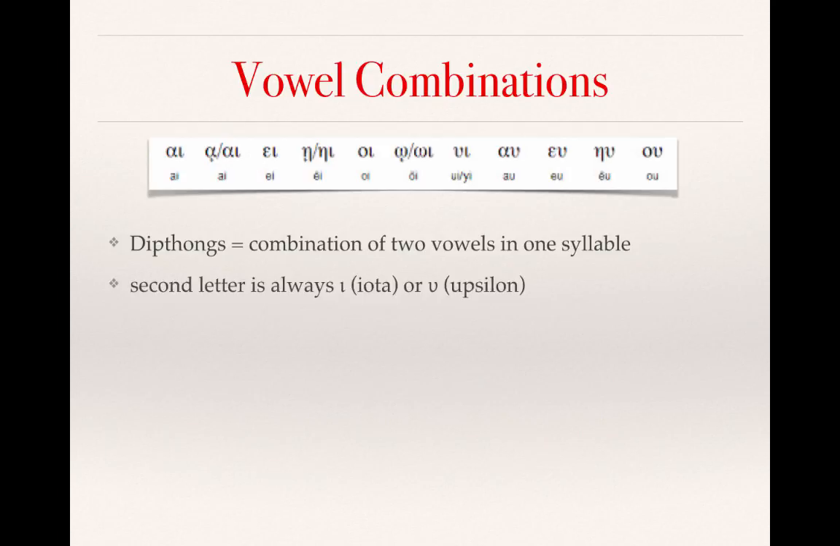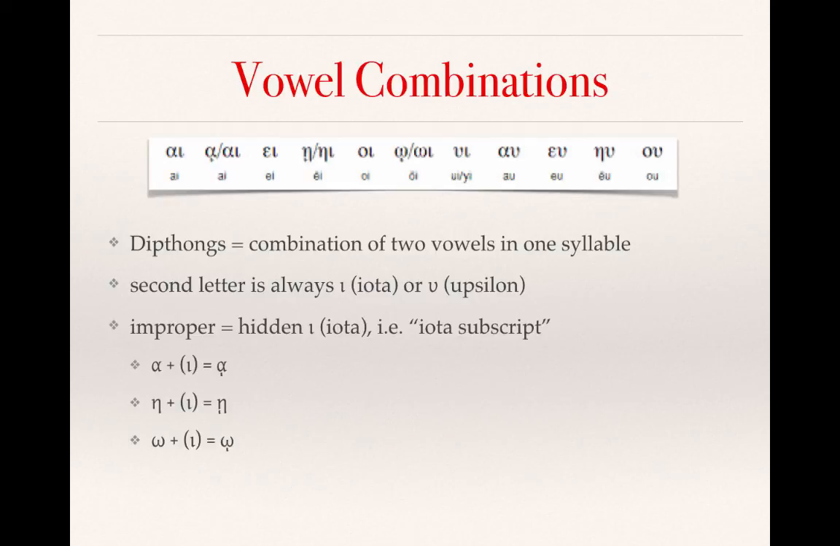The second letter is always iota or upsilon. And then there are a few what are known as improper diphthongs. Essentially, they have an iota at the end. It's just hidden in what is known as an iota subscript. So you can see an alpha plus an iota would have that alpha with that little line or squiggle written under the alpha. Eta plus an iota with a little squiggle written under the eta, and then an omega with a little squiggle as well. Generally, these are long, except at the end of the word.